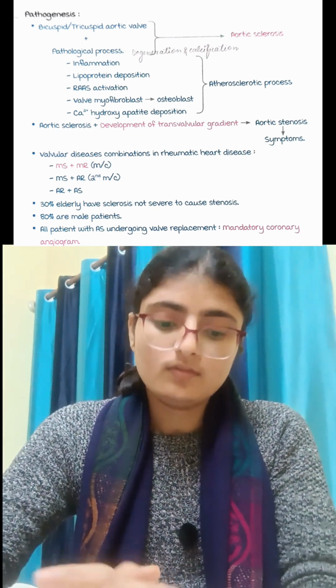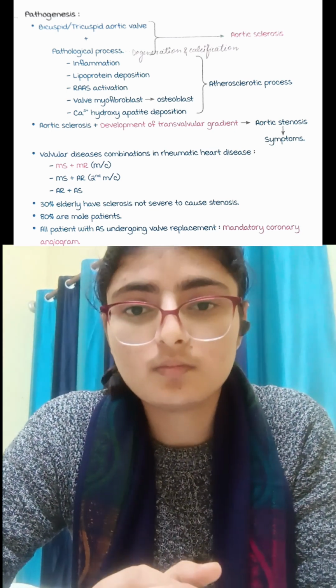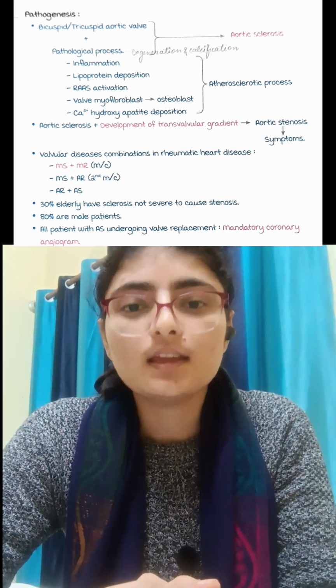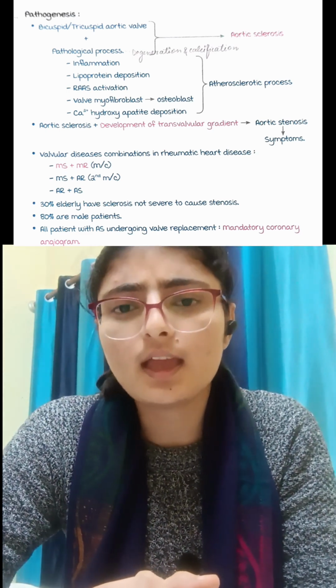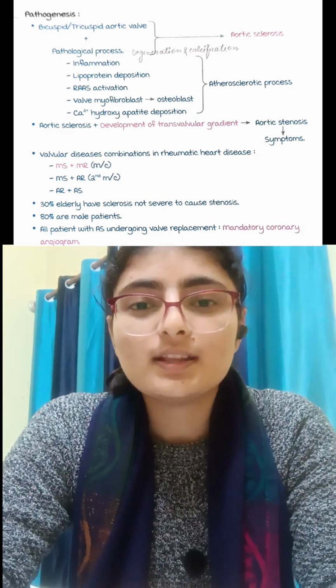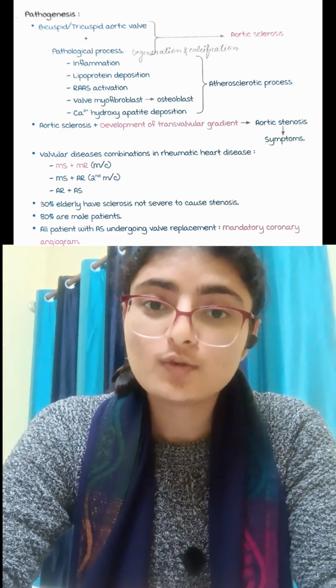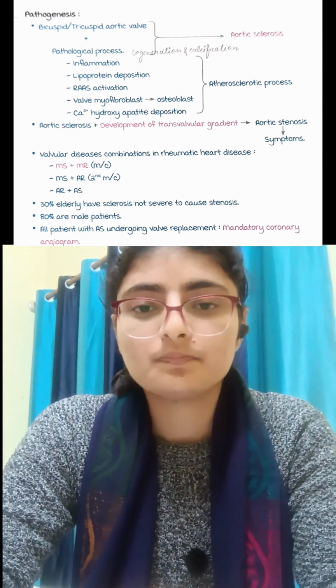Now we'll learn about valvular disease combinations in rheumatic heart disease. Mostly it is MR plus MS. It could be MS plus AR or AR plus AS.